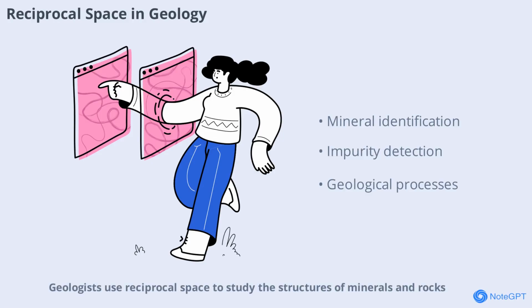Geologists use reciprocal space to study the structures of minerals and rocks. By analyzing diffraction patterns, they can identify mineral compositions, detect impurities, and understand geological processes. This information is vital for resource exploration, environmental monitoring, and understanding the history of our planet.